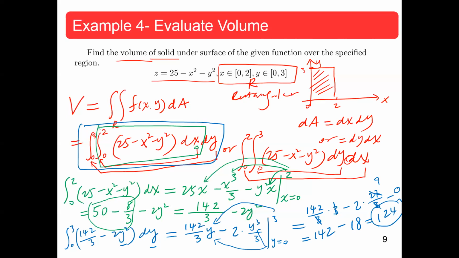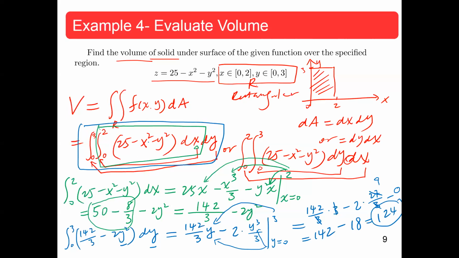I got 114. I probably did something incorrectly. Yeah, probably something messed up in the calculation. But even if you did dy dx, you should have 124 towards the end as well. Okay? All right. So it's easy to set up in this question, right?